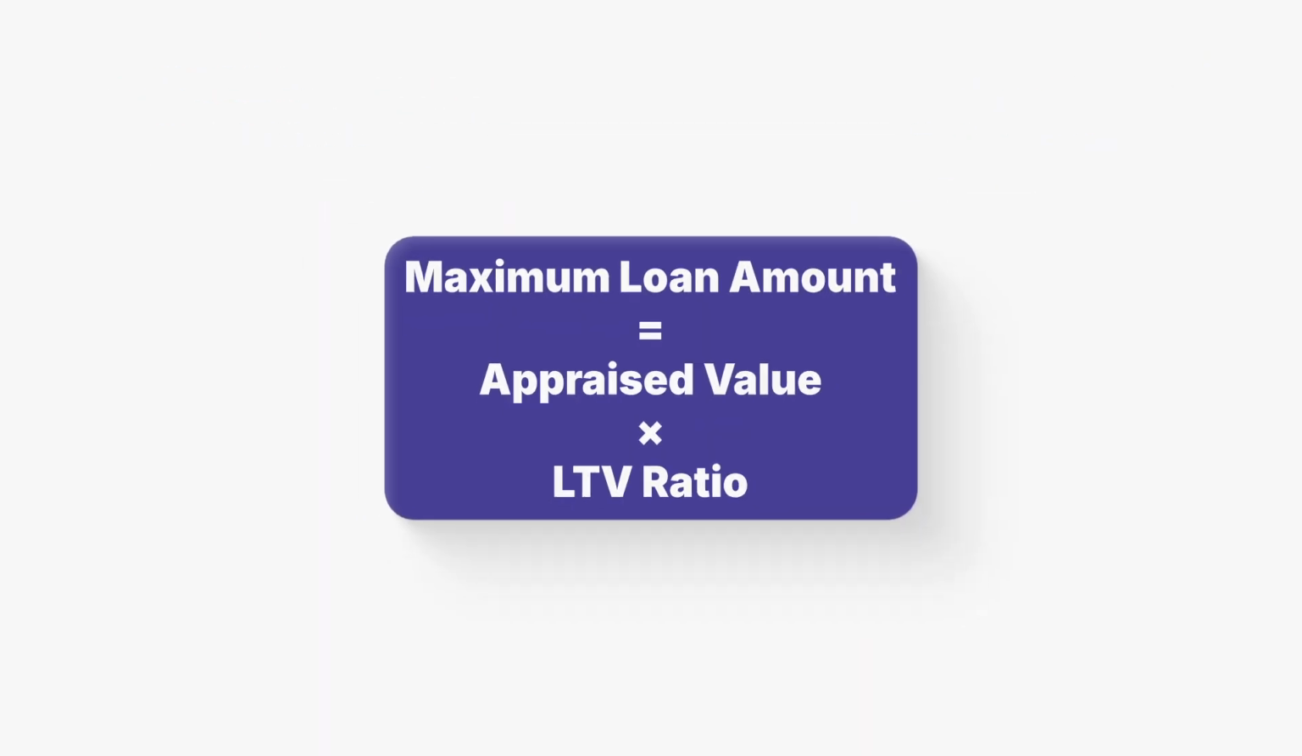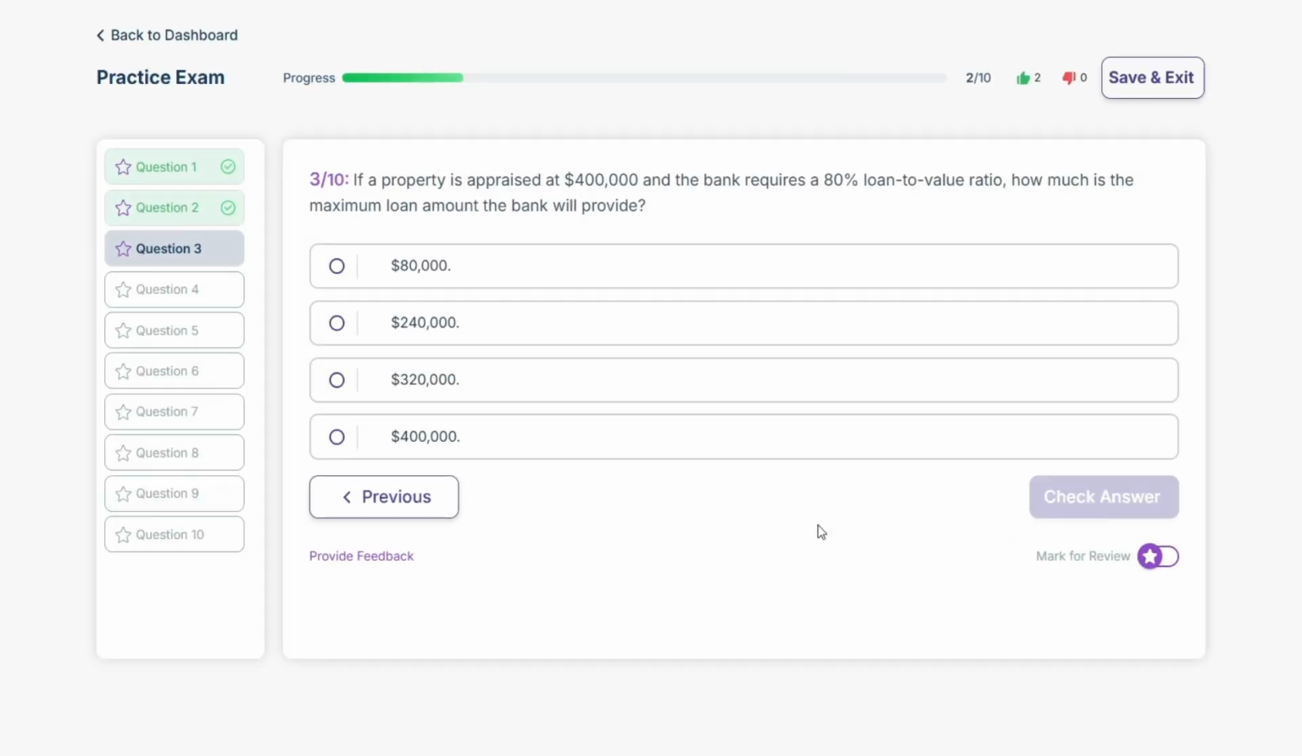The following formula is maximum loan amount equals appraised value times LTV ratio. Lenders use this formula to determine how much money they are willing to loan for a property purchase. Try solving this problem now. If a property is appraised at $400,000 and the bank requires an 80% loan to value ratio, how much is the maximum loan amount the bank will provide?